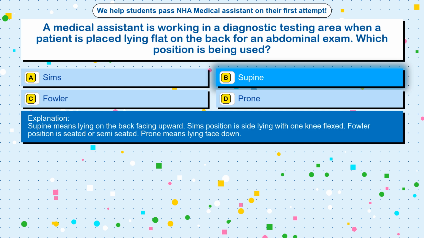Supine means lying on the back facing upward. Sims position is side lying with one knee flexed. Fowler position is seated or semi-seated. Prone means lying face down.